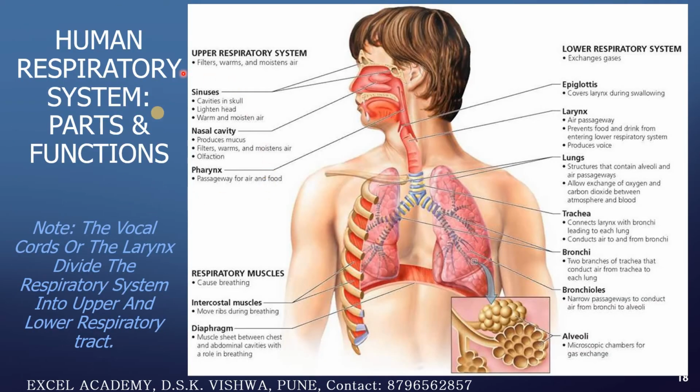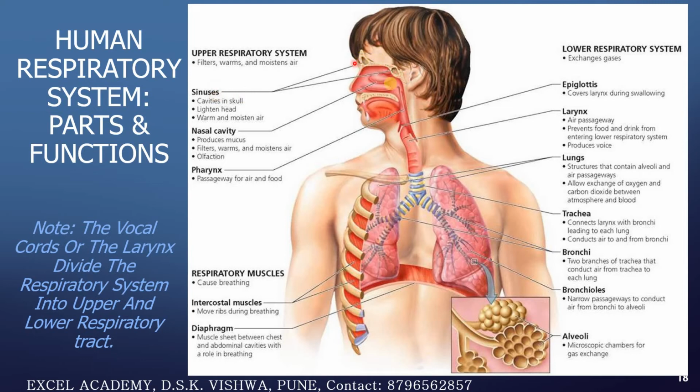So here in the diagram we can see the main parts and the functions of the human respiratory system. Here you can see that there are two parts of the respiratory system, the upper part and the lower part. It is divided by the larynx or the vocal cords. So the upper part, the nasal cavity, contains some cilia. It also produces mucus. The main function of it is to filter, to warm, and to moisten the air before it can enter the trachea. It also helps in smelling. So this is olfaction.